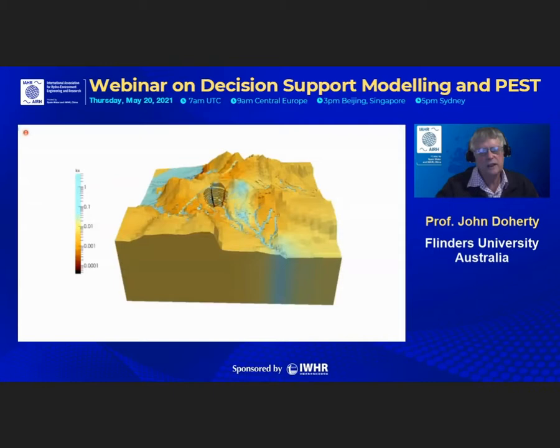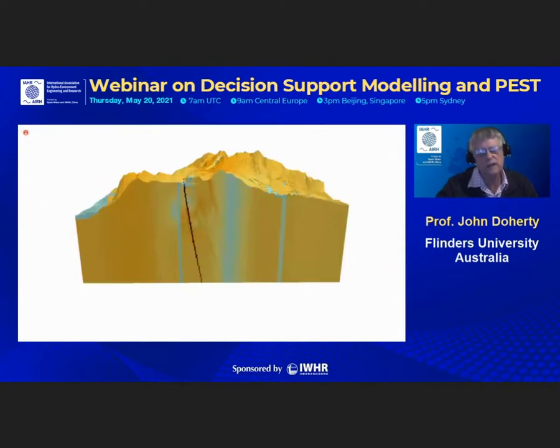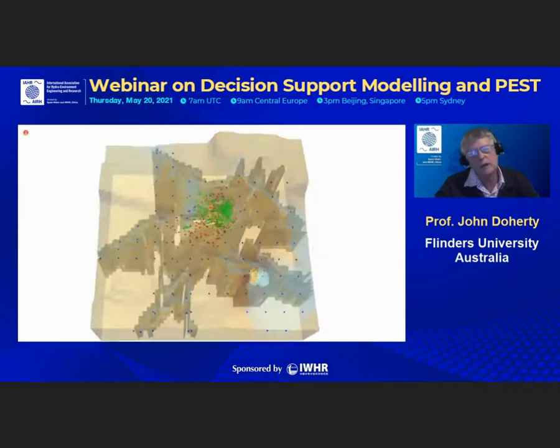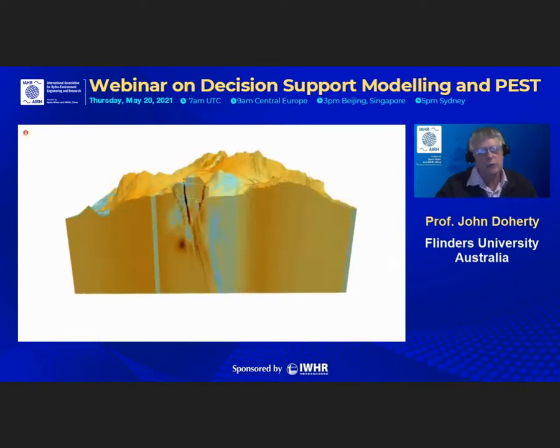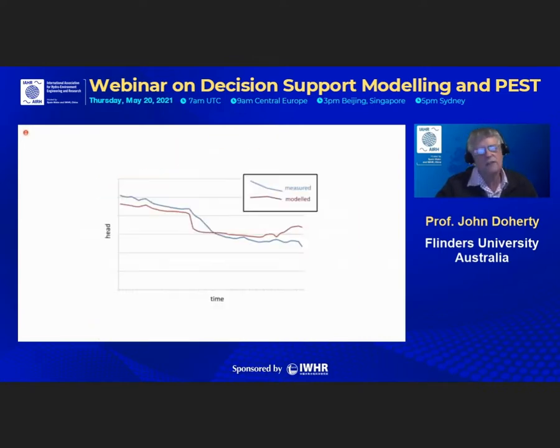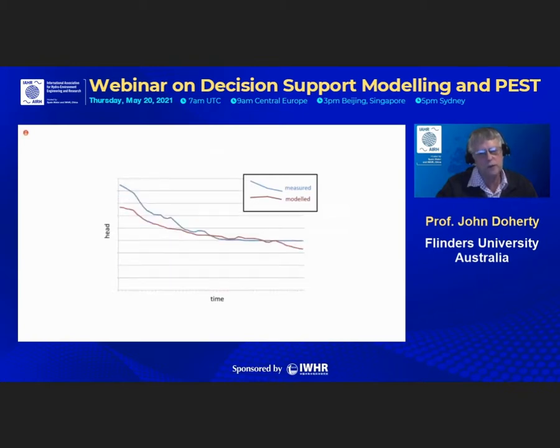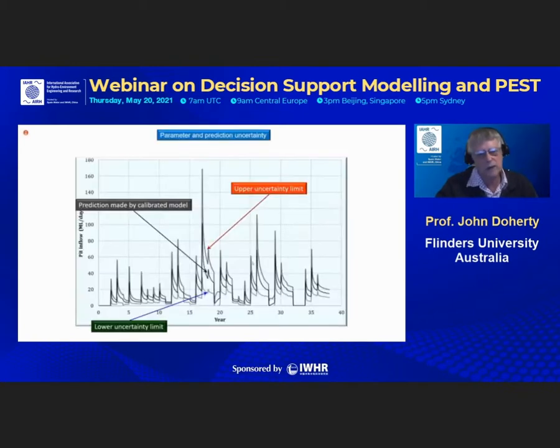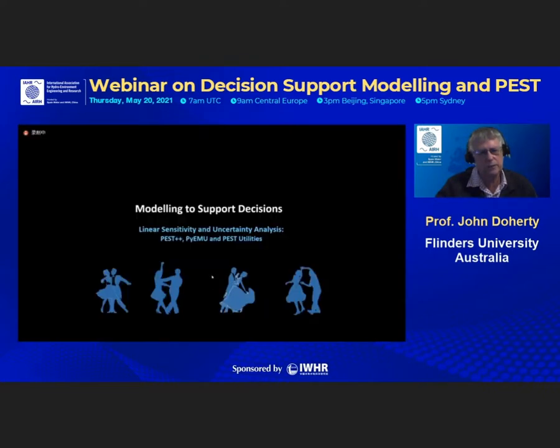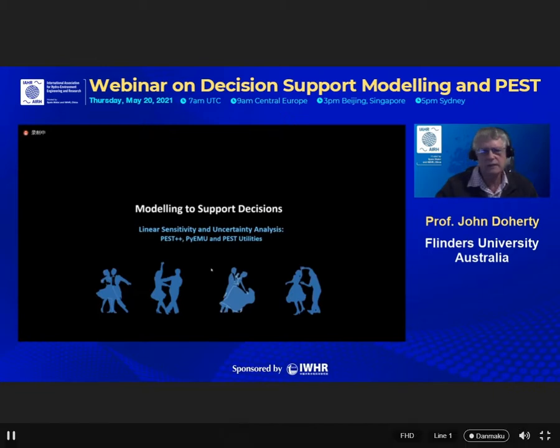Now, just in the interests of completeness, this is another model built by colleagues of mine. It was more complicated, and it too, using highly parameterized inversion, was able to assimilate data, assign hydraulic properties to a much more complex domain, and we were able to predict and quantify, my colleague, the uncertainties of pit inflows. So now let me move on to uncertainty analysis.